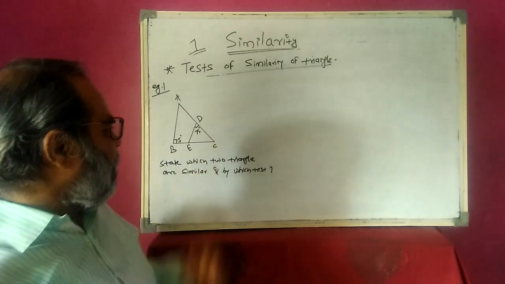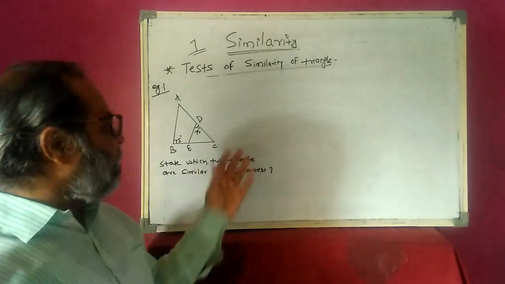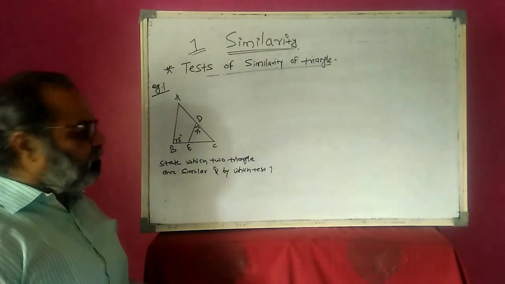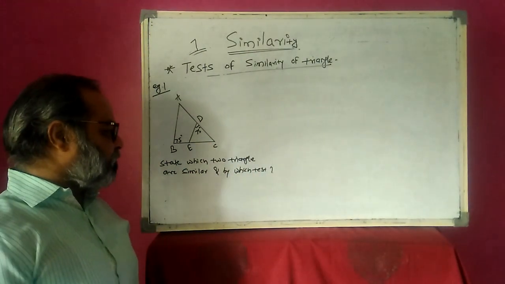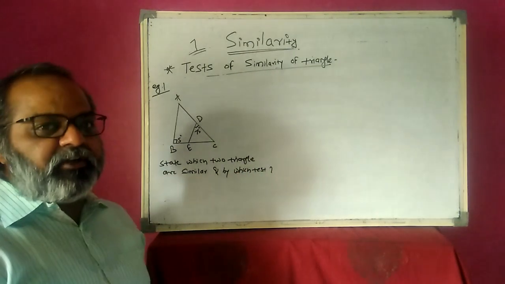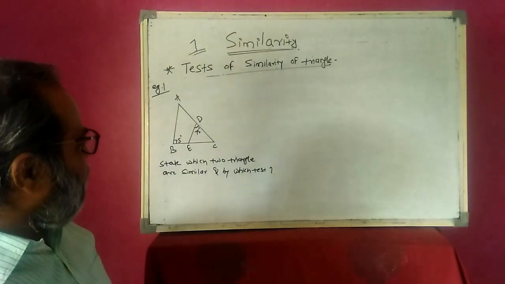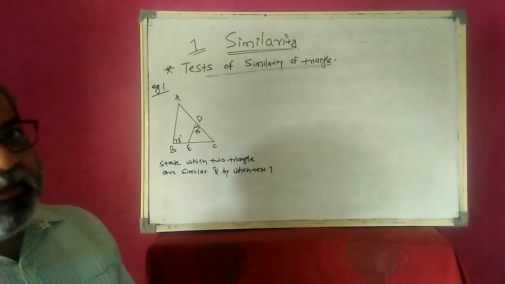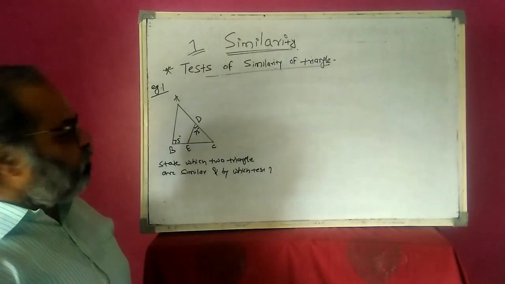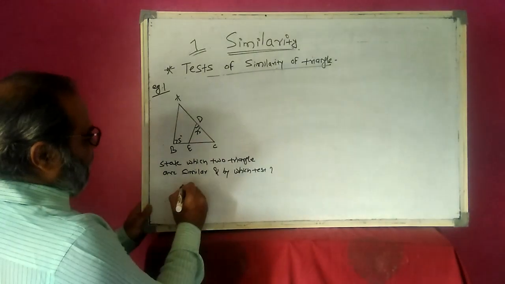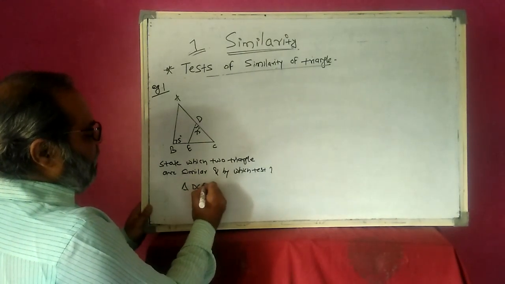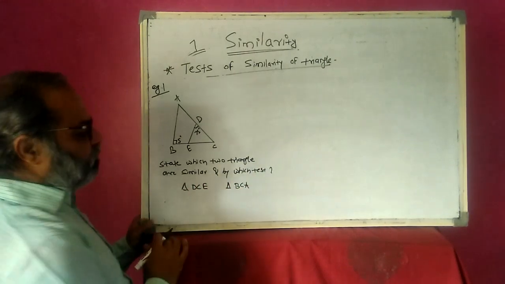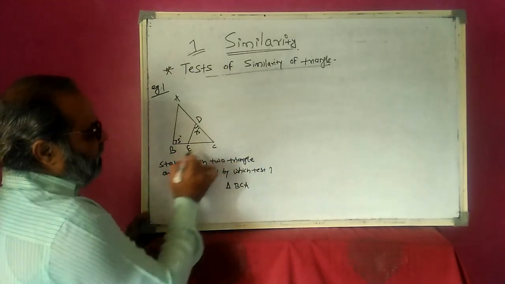So there is one problem on the board. We will solve it by the tests of similarity. Just look at the figure and what the problem is. State which two triangles are similar and by which test. When you look at the figure, we see there are two angles which have the measure 75 degrees. So I write these two triangles, triangle DCE and triangle BCA.